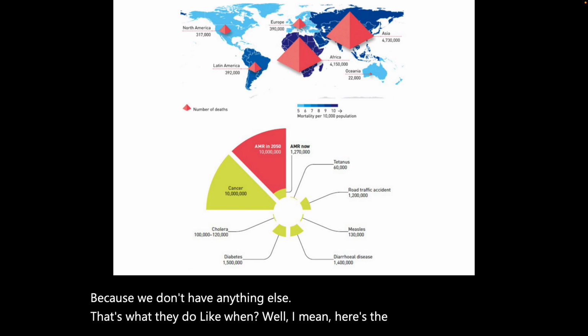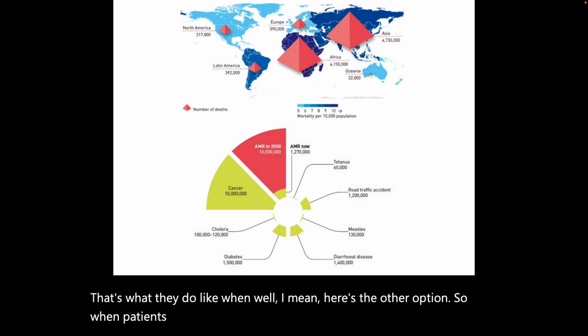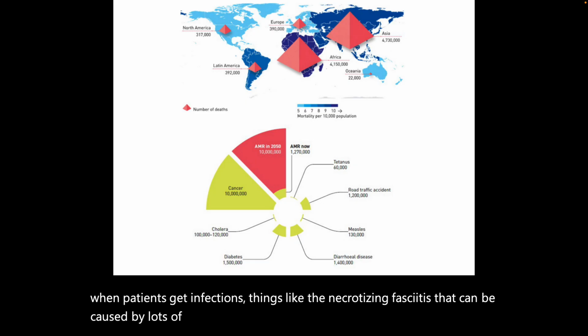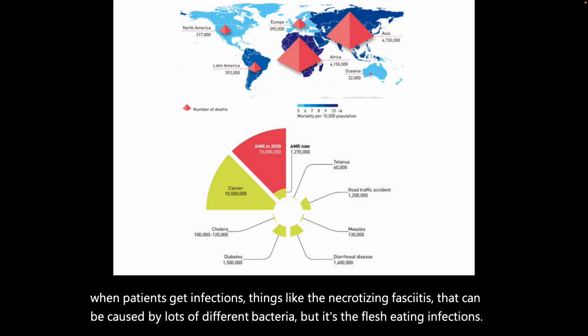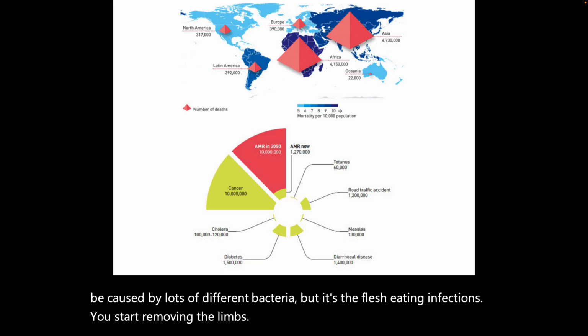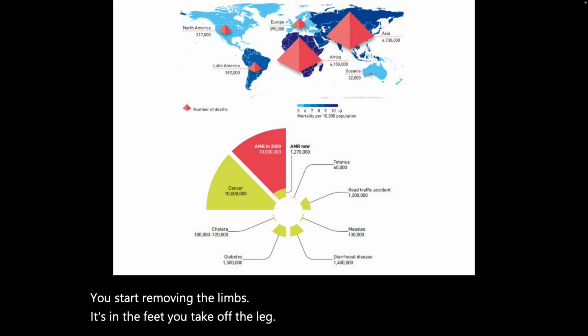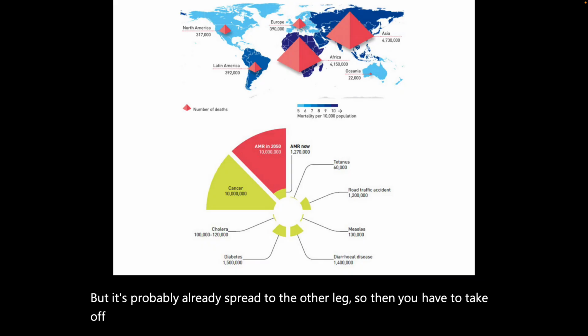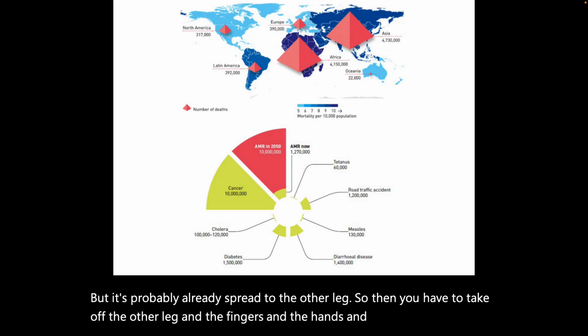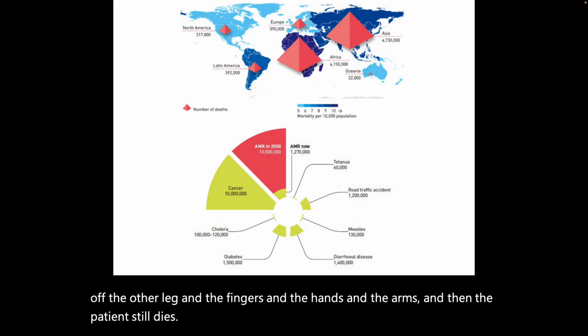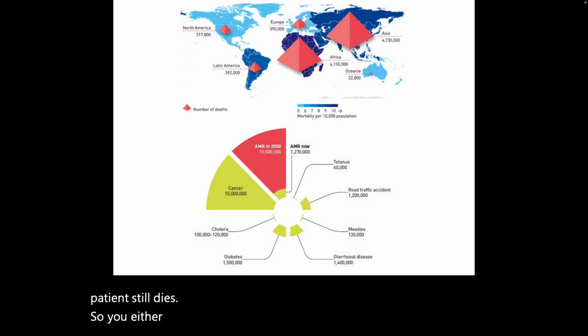So when patients get infections, things like necrotizing fasciitis, that can be caused by lots of different bacteria, but it's the flesh-eating infections. You start removing the limbs. It's in the feet, you take off the leg. But it's probably already spread to the other leg, so then you have to take off the other leg, and the fingers, and the hands, and the arms, and then the patient still dies. So you either remove the infection by removing the body part, or your patient dies.